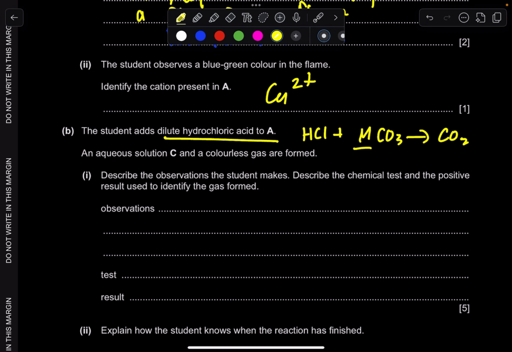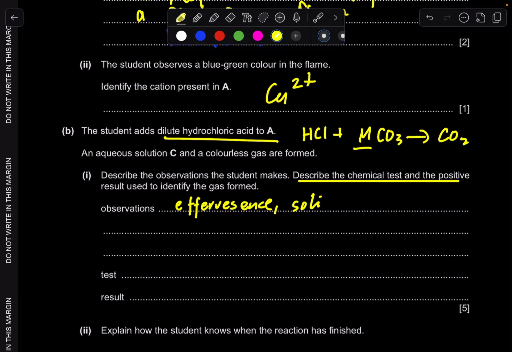An aqueous solution C and a colorless gas is formed. Describe the observation the student makes. Describe the chemical test and the positive result used to identify the gas formed. The observations are, firstly, there's going to be effervescence. Secondly, you're going to see the solid disappears. Okay, and now you have to tell the test for gas.